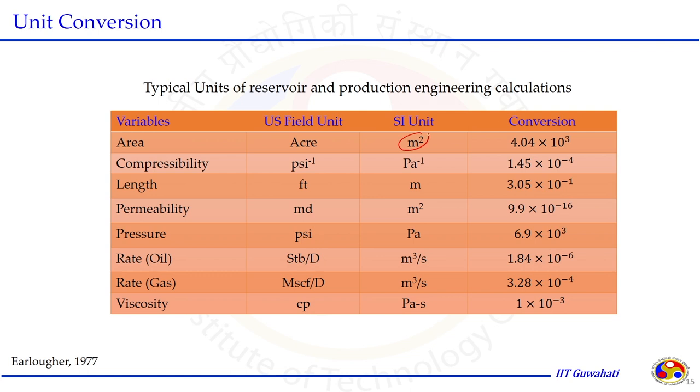For example, from SI unit to the US field unit system, I have listed out the conversion factors. For example, in the US field unit system, the area is measured in acre and the conversion factor is required. Similarly, for the flow rate in stock tank barrel per day or MSCF per day for oil and gas respectively, the conversion factor needs to be implemented if the data are given in the SI unit system or any other unit system. This is very much required to make sure you are dealing with the correct unit system when you are solving numerical problems.